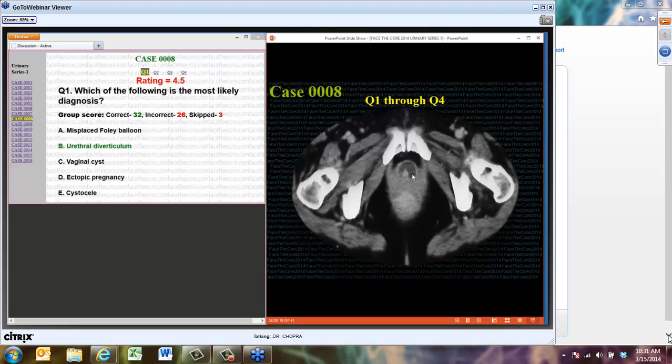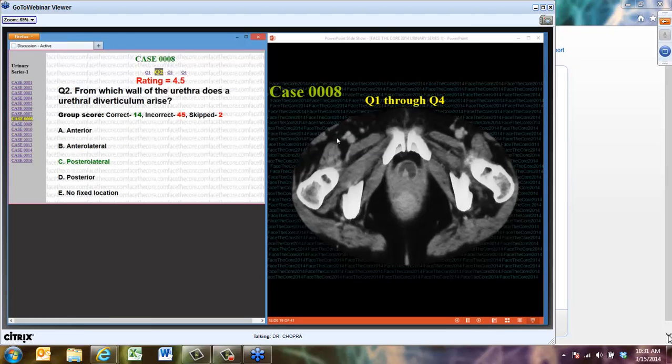It is not a Foley balloon because the Foley balloon has the central tube going through it which contains air. This is not a vaginal cyst. Vaginal cysts occur on the side of the vagina, not anteriorly like that, and it is even anterior to the urethra. It is not an ectopic pregnancy. That's nonsense. Cystocele would be, again, a very different look, and it involves the entire anterior portion, anterior to the vagina, rather than a localized diverticulum or localized collection like this. So this is a typical urethral diverticulum.